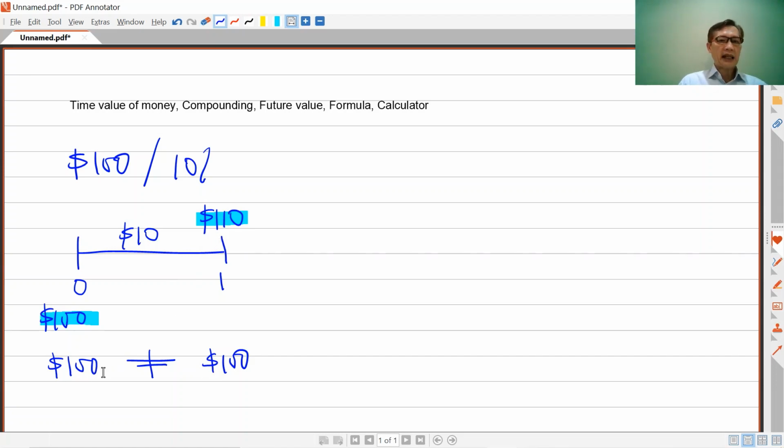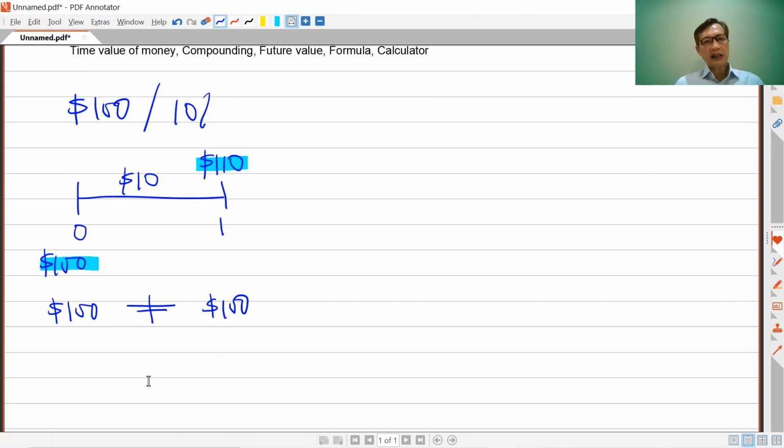So money at different times has different value. $100 now should be the same as $110 in 1 year's time. $1 today is different from $1 tomorrow. Okay, so that's what we call the time value of money.